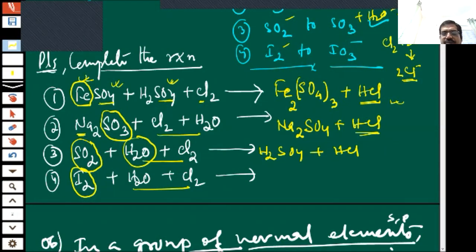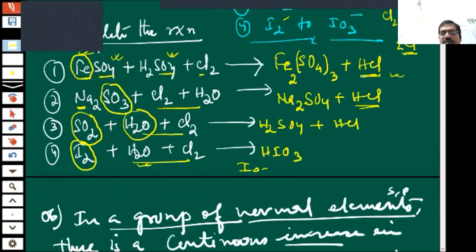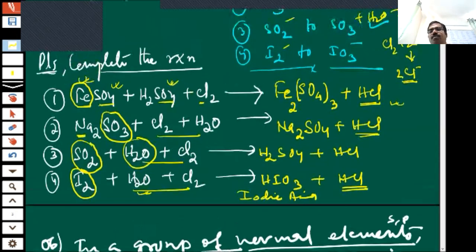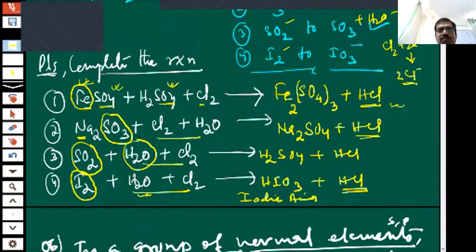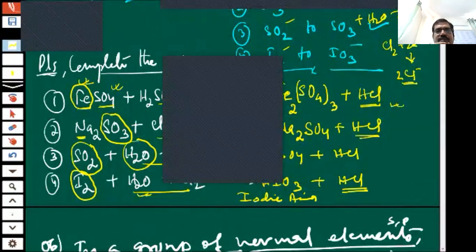Iodine to iodate. Okay, children, iodate. And then iodate in the presence of H plus gives HIO3. This is known as iodic acid. Iodic acid plus hydrogen chloride. So these are some important products. Any query? Any query?